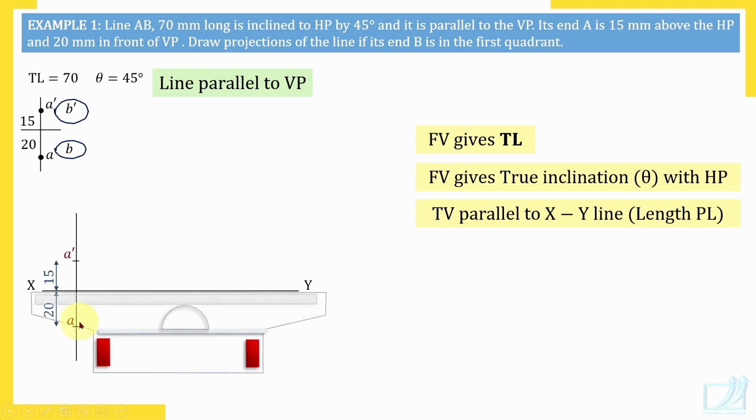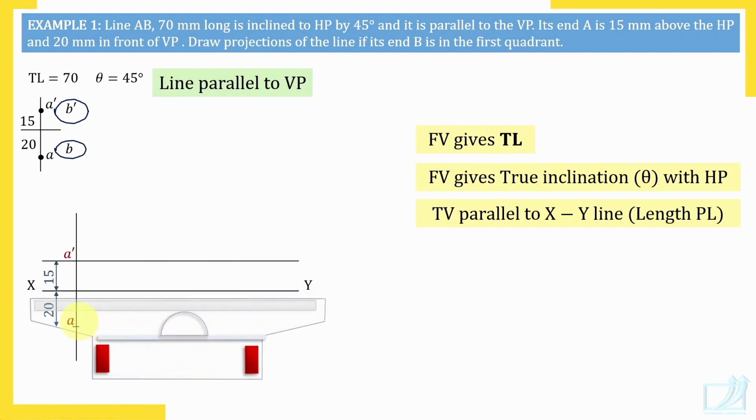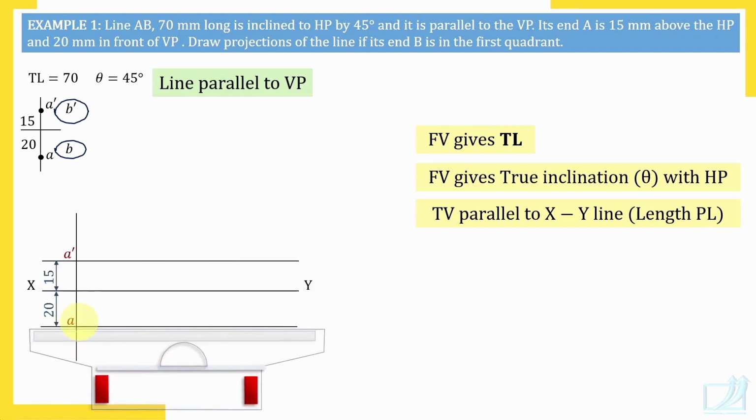Now set roller with XY line and draw horizontal lines through A dash and A. This is what you are going to do always, always in all problems on projections of lines. As I told you, you will always be knowing position of at least one point on the line, and that point is a reference point. Once you mark front view and top view of the reference point, draw horizontal lines through the reference point.